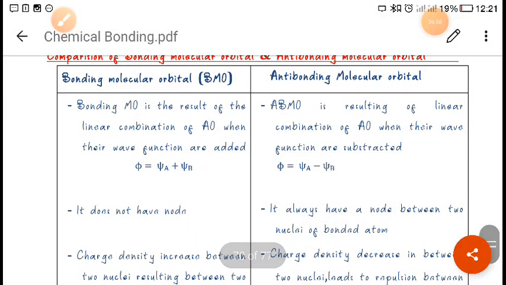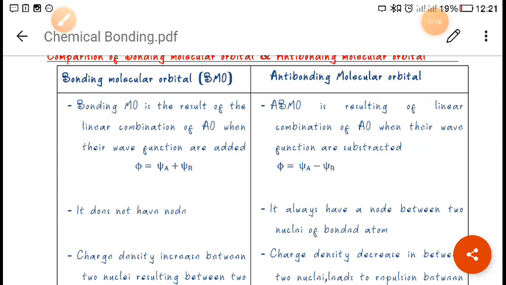So the first difference is, when we talk about the bonding molecular orbital, a bonding molecular orbital is formed when electron wave of the combining atom are in phase, that is, the lobe of the atomic orbital have the same sign, right? That's what we have seen. But in the case of anti-bonding molecular orbital, it is formed when the electron wave of the combining atom are not in phase, that is, the lobe of the atomic orbital has the opposite sign, right?